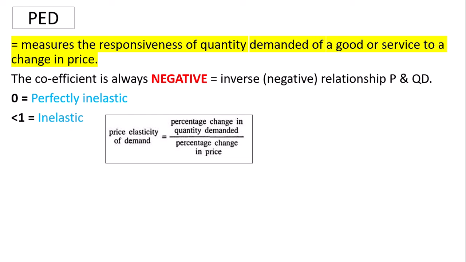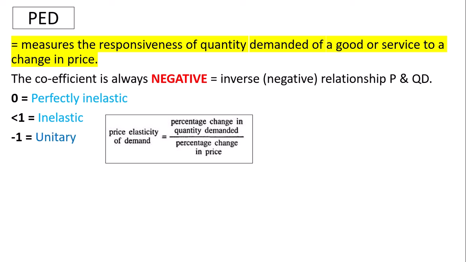Now bear in mind this is the absolute number. Okay, we're not talking about the negative. Just disregard the negative sign for now. So if the number itself, which it will always be, is negative, but if the number itself is 0.2, for example, that makes it inelastic. If it's 0.99999, that's still inelastic. Okay, so just disregard the negative sign for now.